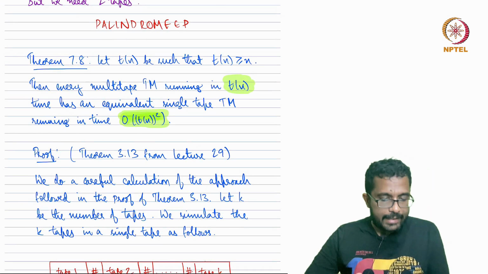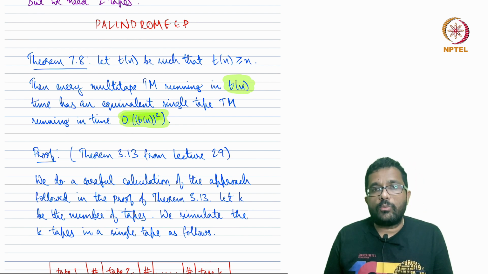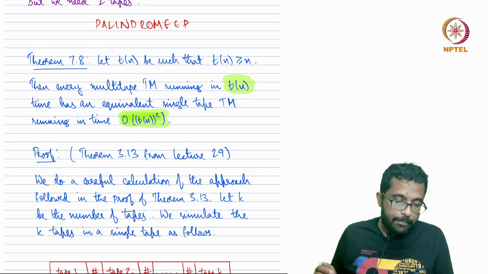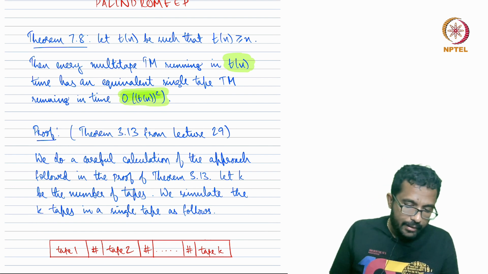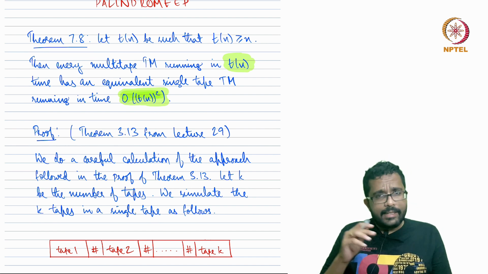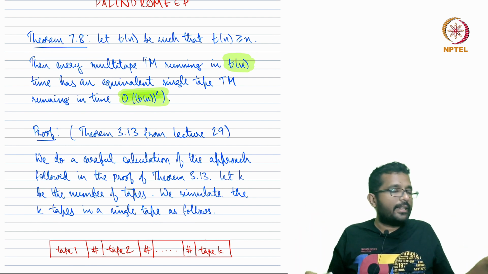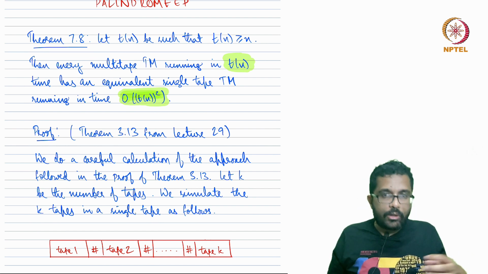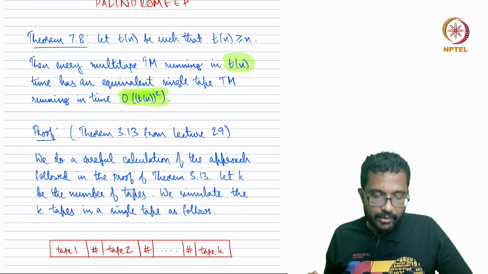So let's see why that is the case, right? In fact, the proof is pretty much similar to what we saw when we saw that multi-tape Turing machines and single tape Turing machines are equivalent. This was theorem 3.13, which we covered in lecture 29 of our course, right? So all that we are doing is it's exactly the same proof, but there our goal was to just say that anything a multi-tape Turing machine can do, a single tape machine can also do. But now that we are bothered about how many steps it takes, the time it takes, we'll have to analyze the steps it takes, right?